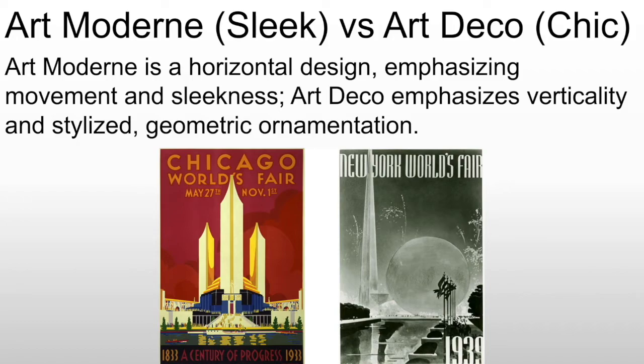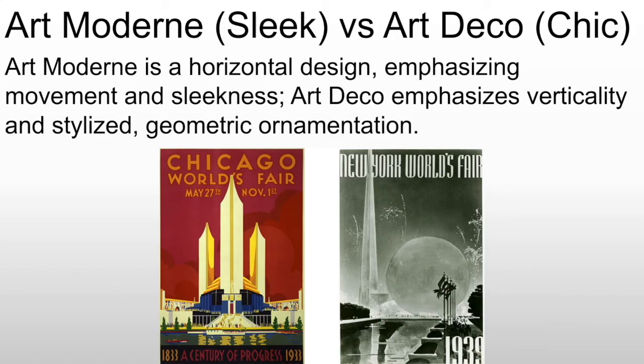Now, I want to look at the difference between Art Moderne and Art Deco. The easiest way to think of it is sleek versus chic. Art Moderne tends to have horizontal design, focusing on movement and sleekness, streamline. Think of the 1950s chrome diner that might have been on a main street at one point. Versus Art Deco, which emphasizes verticality, it's going to be much more stylized, and we tend to see a lot of geometric ornamentation.